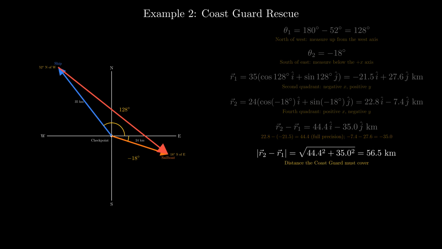The distance is the magnitude. The square root of 44.4 squared plus 35 squared, which is 56.5 kilometers.